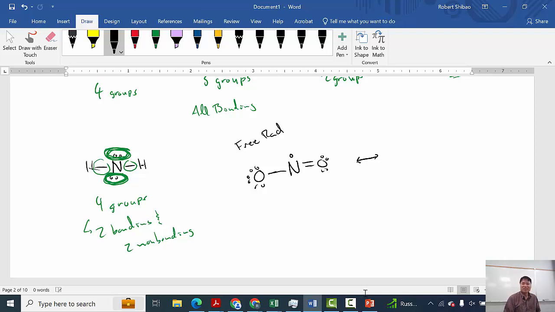Does this look very good to you? No. Why not? It's only got 7 under nitrogen. Yeah, it's less than an octet, and so it's not good. This is what we call a free radical, and it's not going to be very happy, so it's going to be reactive, NO2.